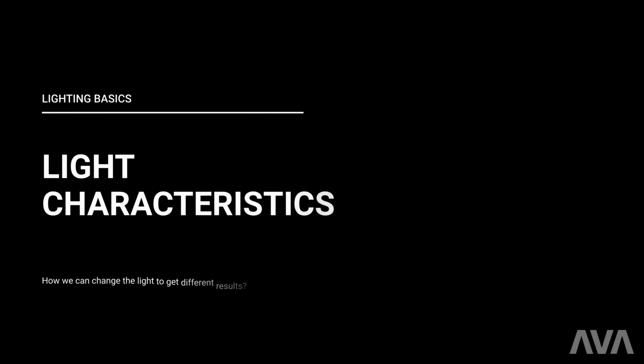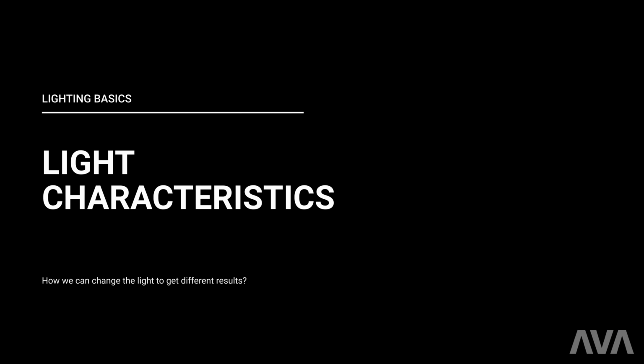We already discussed the types of lighting. Now, it's a good moment to talk about the light characteristics. It's important for you to understand how we can change the light to get different results. The first one, and the most basic, is intensity.